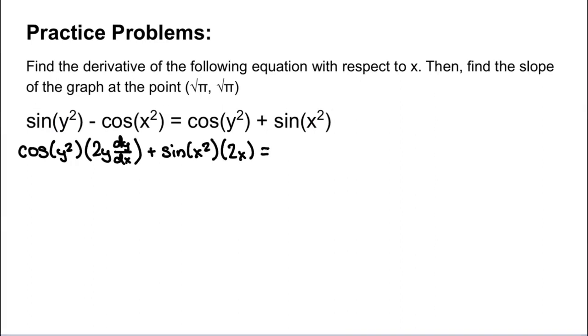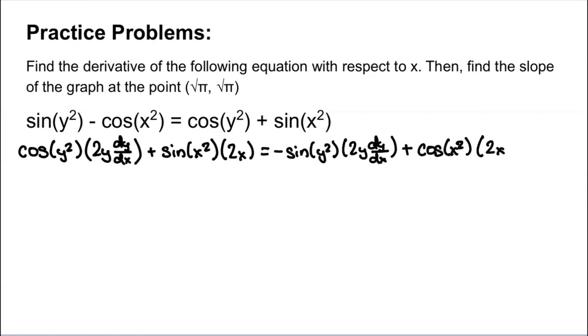The derivative of cosine is negative sine of y squared, and the derivative of y squared is 2y dy dx, plus the sine. The derivative of sine is cosine x squared, our inside stays the same, times the derivative of x squared, which is 2x. Now we have to simplify.